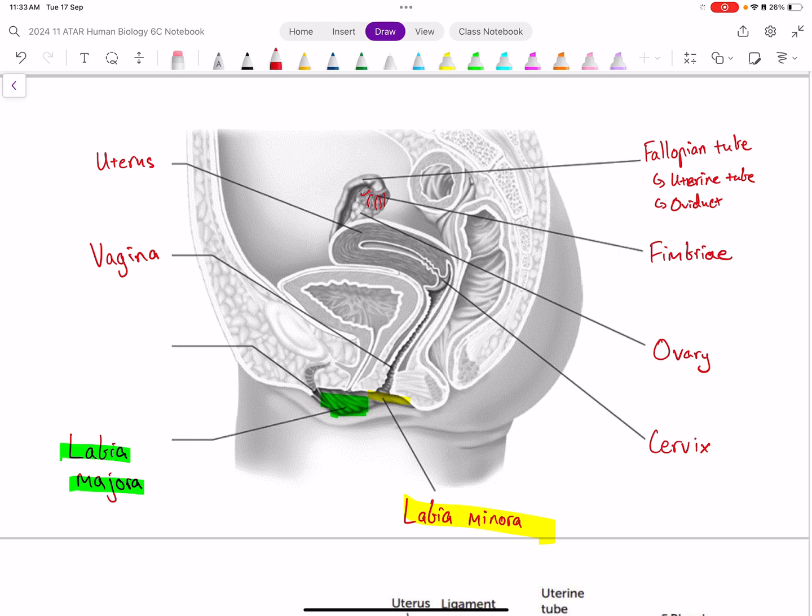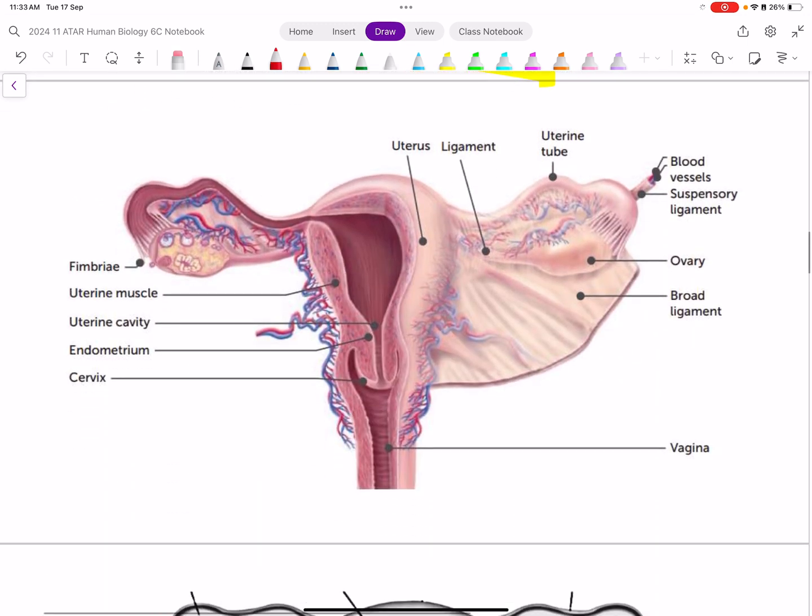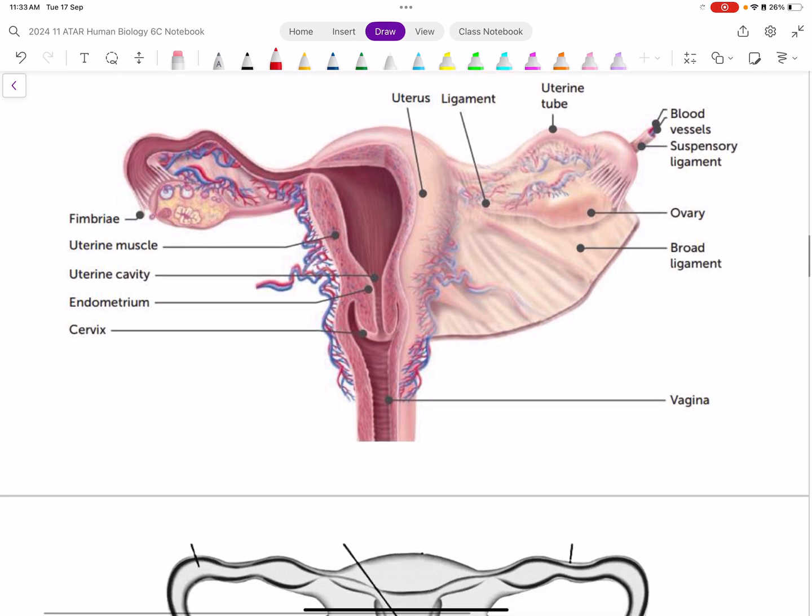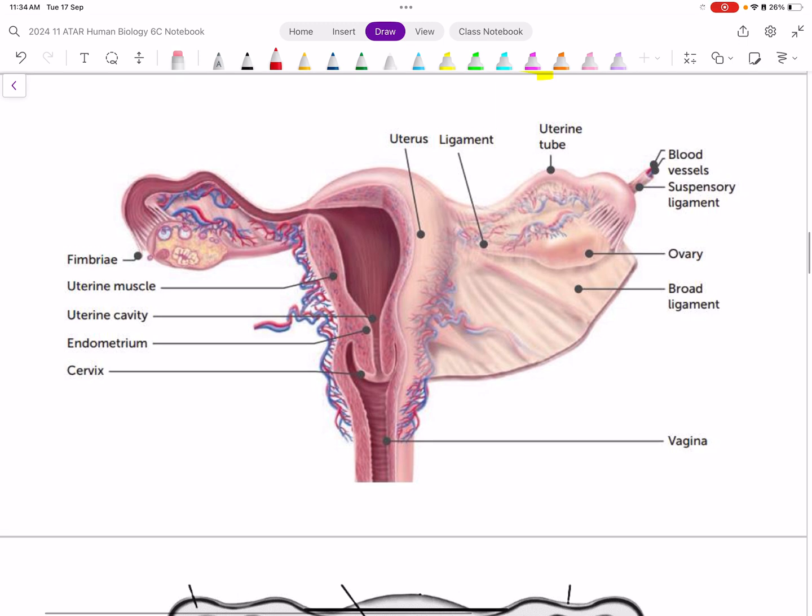However, something else that is really important to know is a perspective from looking at an anterior view, or looking at the front. So in this diagram, we can see this ligament, and this ligament tissue is what helps to suspend the ovary, this ligament in here. And then we also have another ligament known as the broad ligament, which covers the female reproductive system and helps to hold it in place.